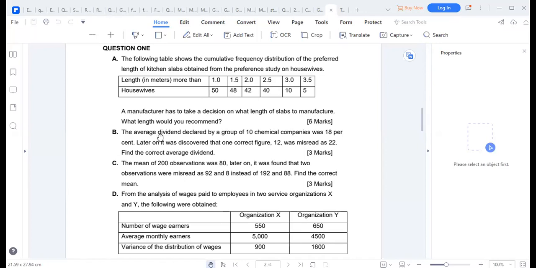Let's start with maybe question number 1, part B. These are 3 marks. Question 1, part B. We're given this question to say the average dividend declared by a group of 12 was 18%.